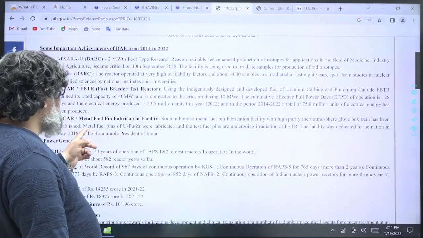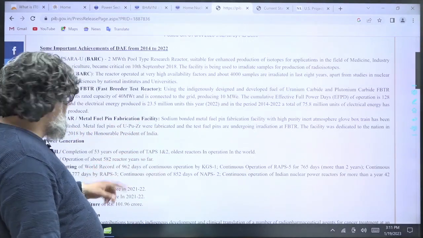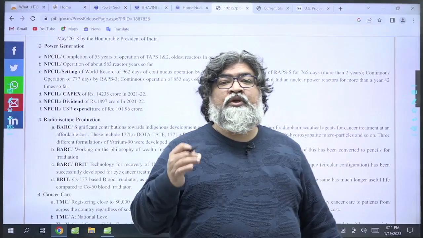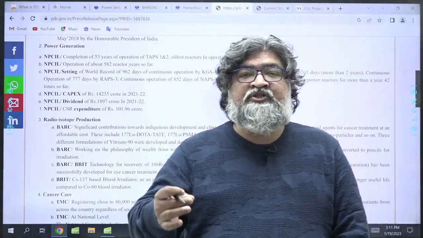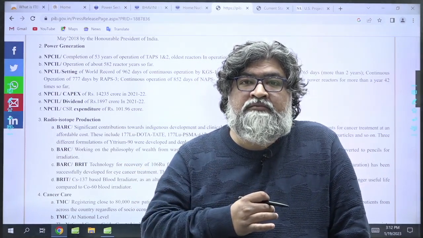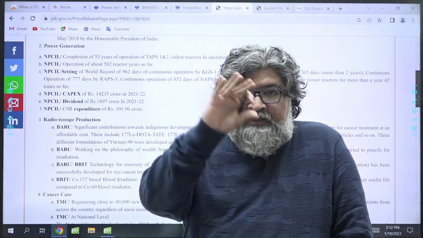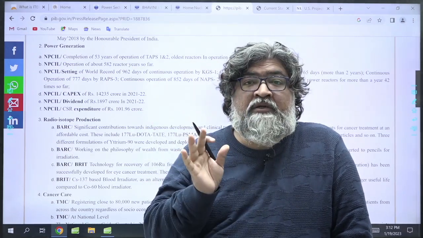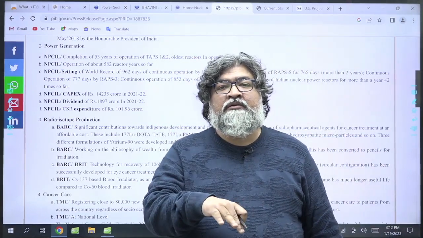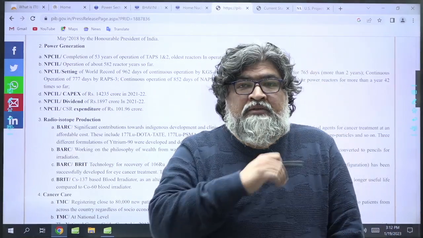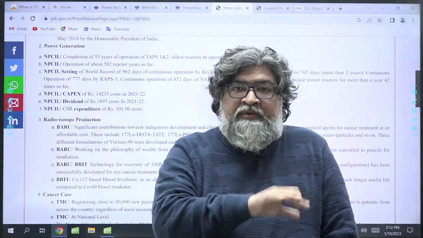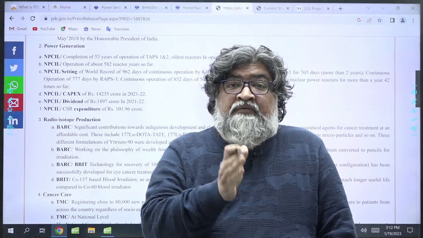Now IGCAR metal fuel pin fabrication was done at that place. Now there is an organization which looks into nuclear reactors and the power generation, a government PSU called NPCIL, Nuclear Power Corporation of India Limited, headquartered in Mumbai. All the reactors in India in nuclear parks are operated by NPCIL. For second stage FBR, we have another company called Bhavini, Bharatiya Nabhikiya Vidyut Nigam. There is another government PSU, which is for the second stage, that is the fast breeder reactor.